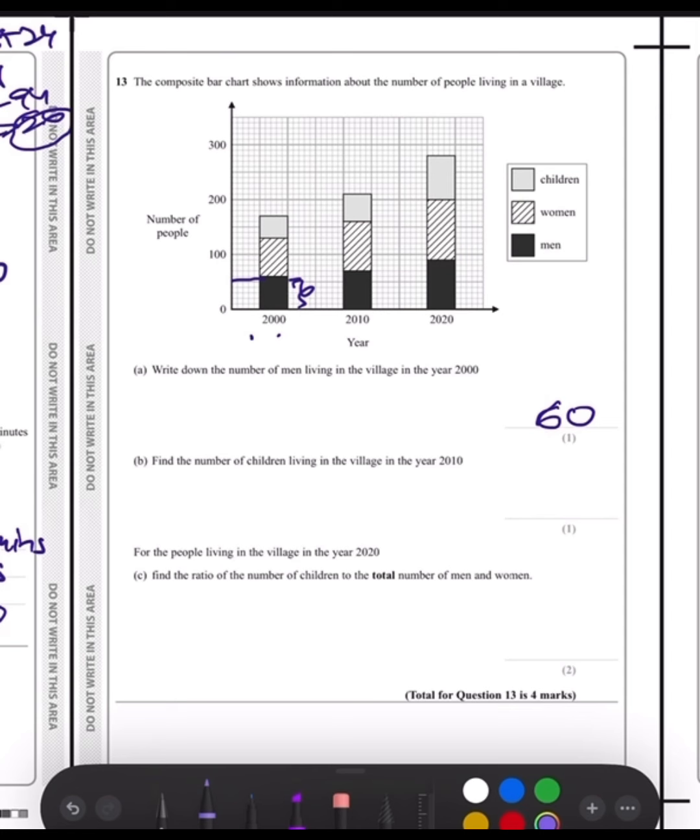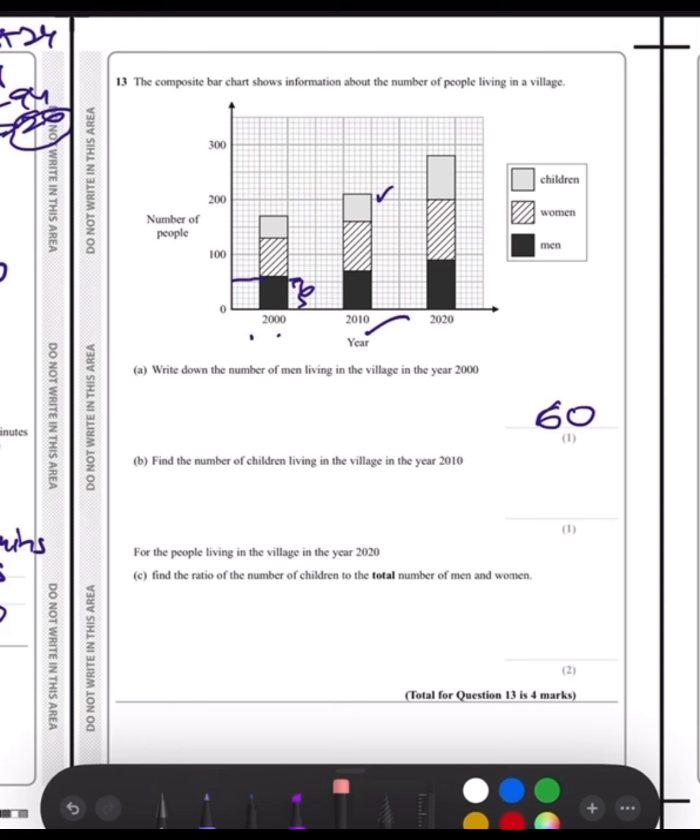Okay, so the next question is, find the number of children living in the village in the year 2010. Now we're on 2010, as you can see. Here we can clearly see the children, right? So here we can basically see the tip. But it does not mean we can draw a line from the tip and think, oh, it's 200, let's say 210, so we can write 210. No, that's a completely wrong method.